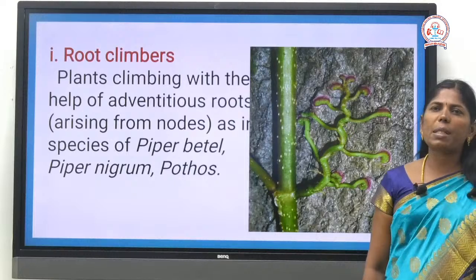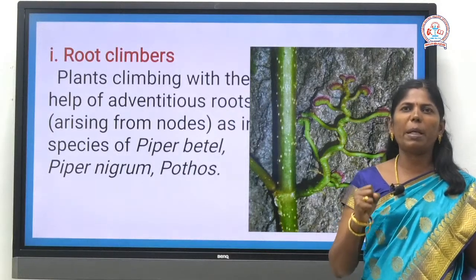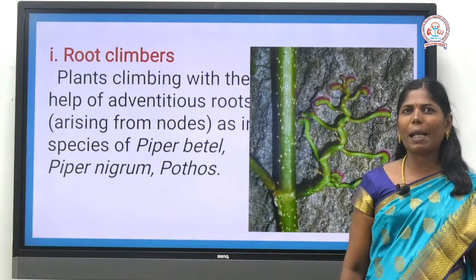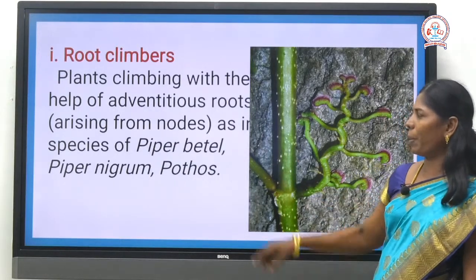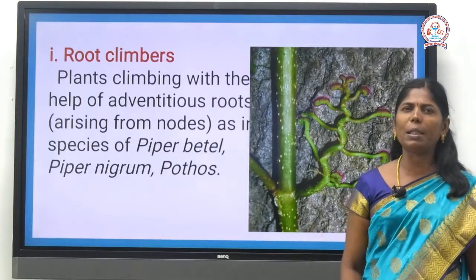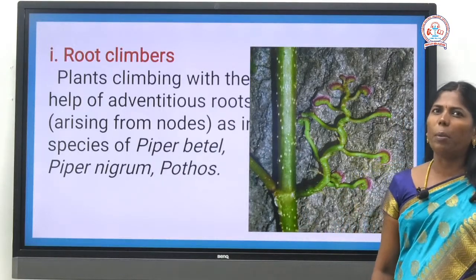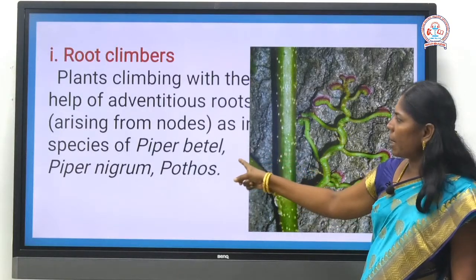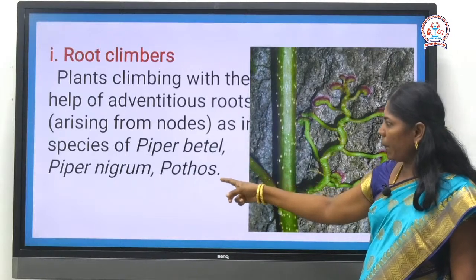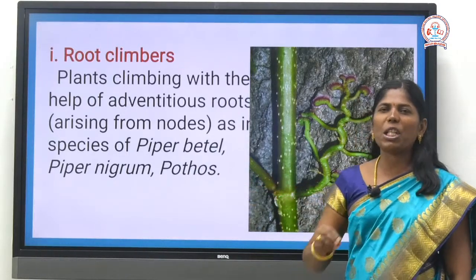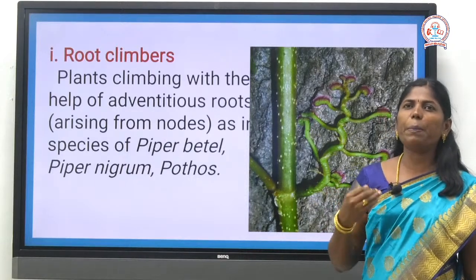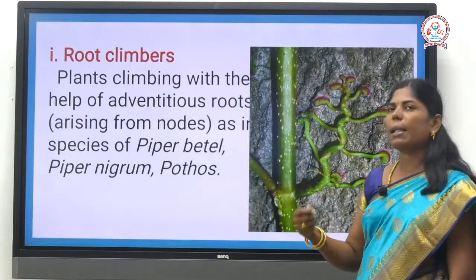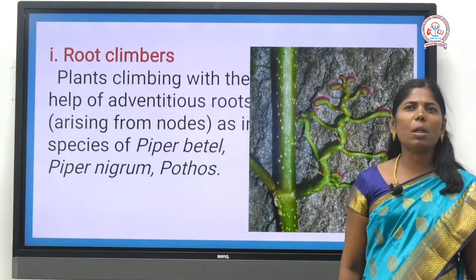So, which are the root climbers? We name them based on which part is climbing. If the root part is climbing, that's a root climber. The plants climb with the help of adventitious roots. So whether it is a tap root or an adventitious root, here adventitious roots are formed. For example, the species Piper betel, Piper nigrum, and Pothos, which is the betel vine as we call it. So that is a climber. The climbing roots go to the neighbors and climb on them. So that is called root climbers.